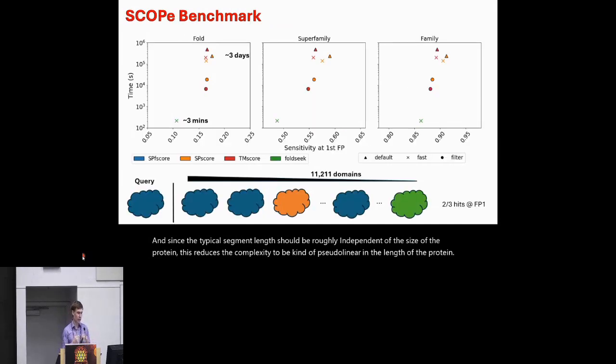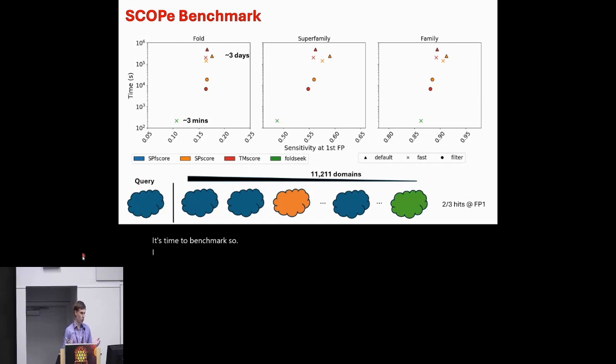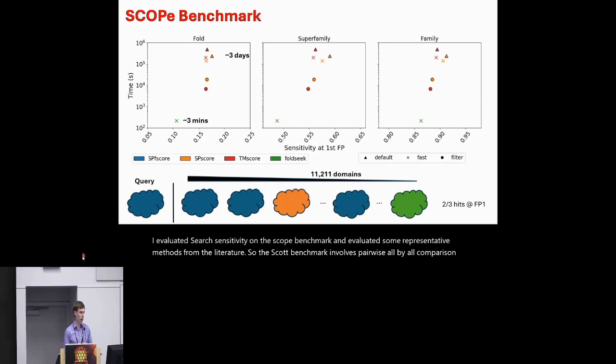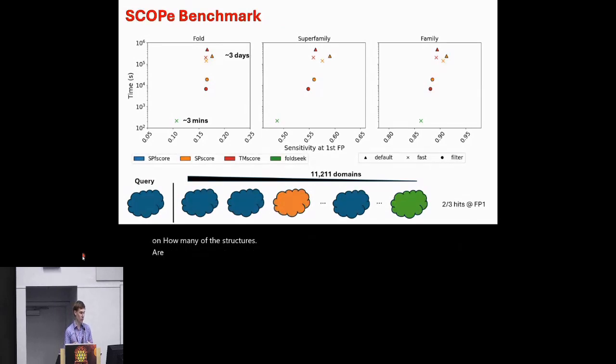So now we have these established heuristics for geometric protein structural alignment. It's time to benchmark. I evaluated search sensitivity on the SCOP benchmark and evaluated some representative methods from the literature. The SCOP benchmark involves pairwise all-by-all comparison of representative domains from the SCOP database with structural classifications at fold, superfamily, and family level. For each query, we can rank structures by structural similarity using each of the methods, and then performance can be evaluated based on how many of the structures are returned with the same structural classification as the query.